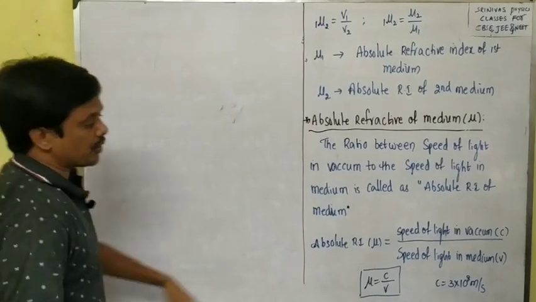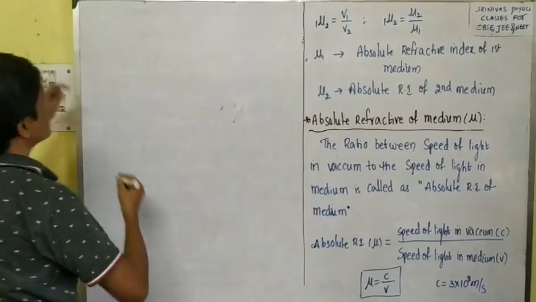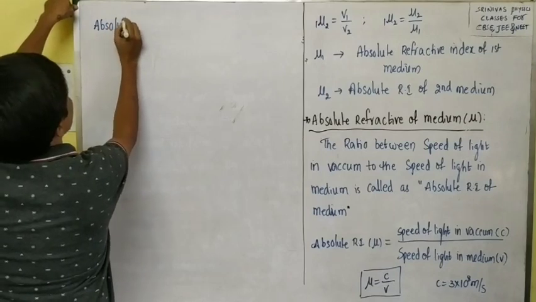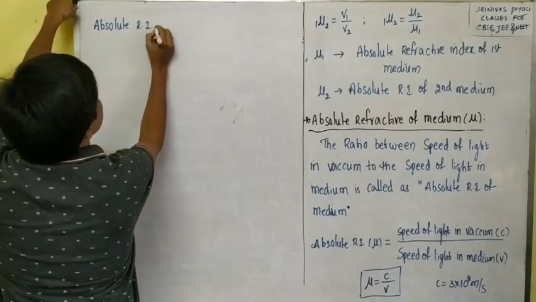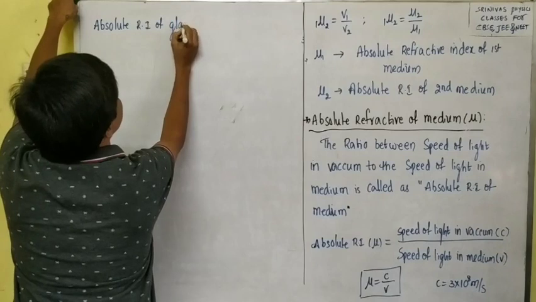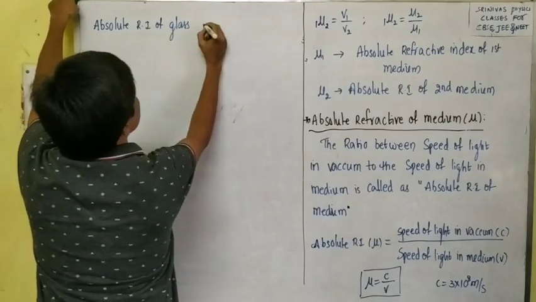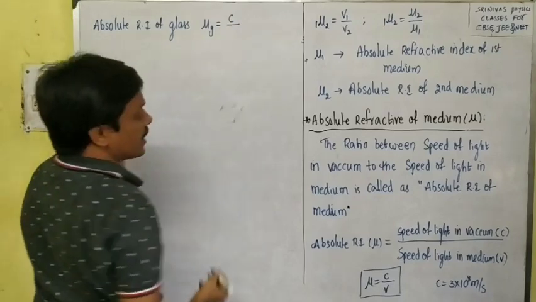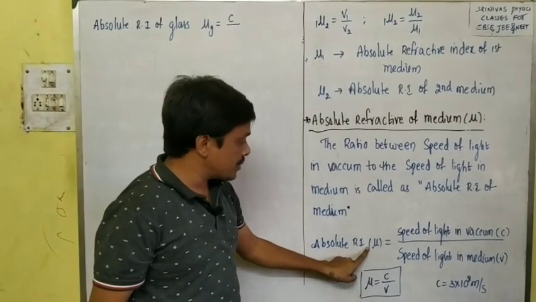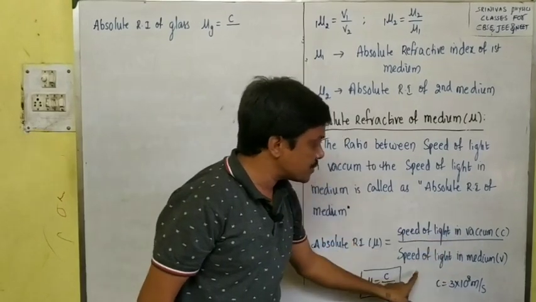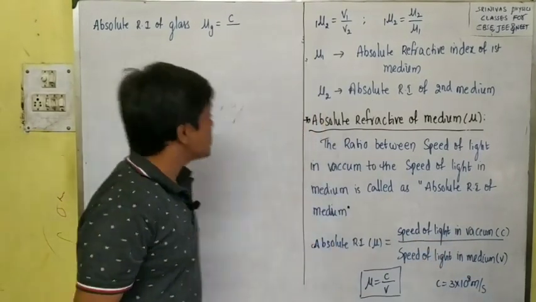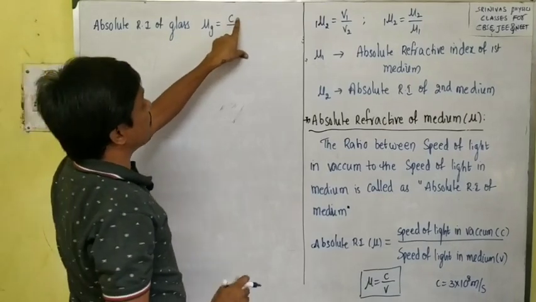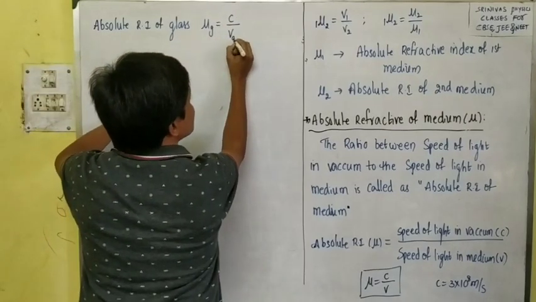Okay, for example, you want the absolute refractive index of glass. That is mu g. Its formula is c by v: speed of light in vacuum divided by speed of light in that medium, which gives the absolute refractive index of a certain medium. That means if you want to find the absolute refractive index of glass, you have to write the speed of light in vacuum by speed of light in glass.